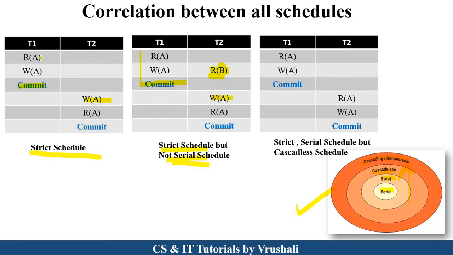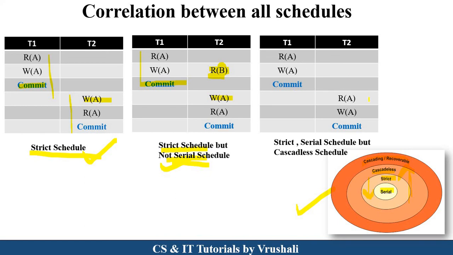Serial schedule means one transaction is committed, after that another transaction starts, right? So see here in this diagram, a serial schedule is a strict schedule, right? But a strict schedule is not necessarily a serial schedule. So this is not possible in the downward direction, it is possible only in the upward direction. Clear? Now the next example is, see here.